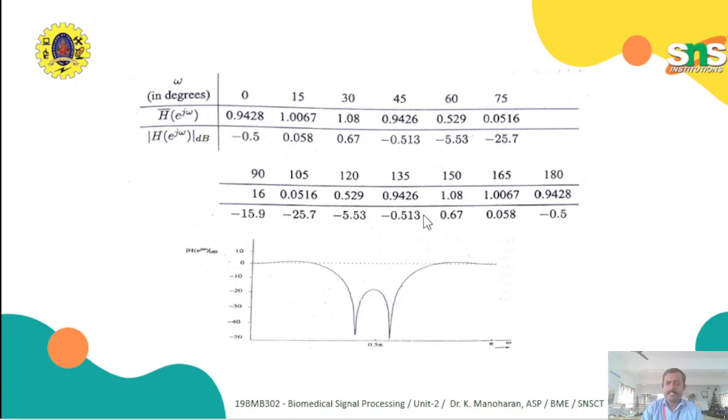For plotting the response, we need to take only this omega and then h bar of e power j omega in terms of dB. So this first value and third value we need to take and plot. Look at this graph. From 0 to 0.5, around approximately the cutoff frequency, it is decreasing. After that we have small oscillations. After that it again increases. So this is a band stop filter.